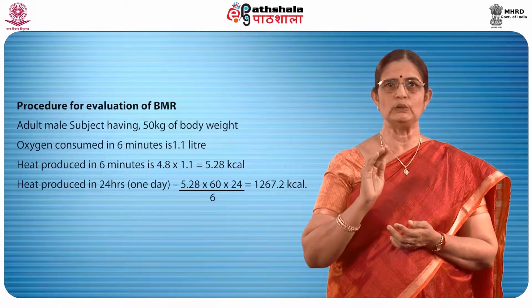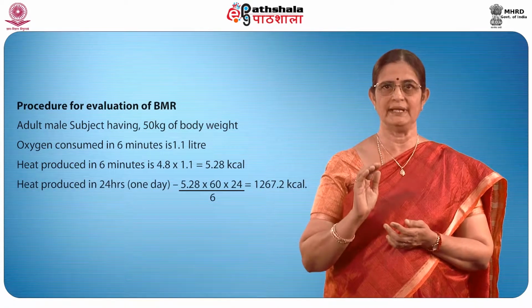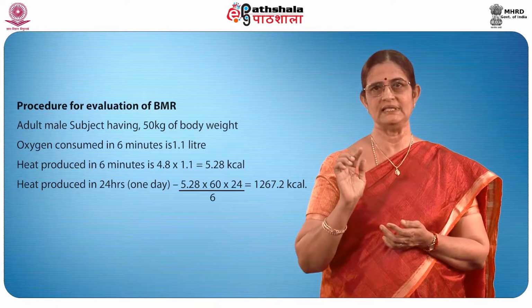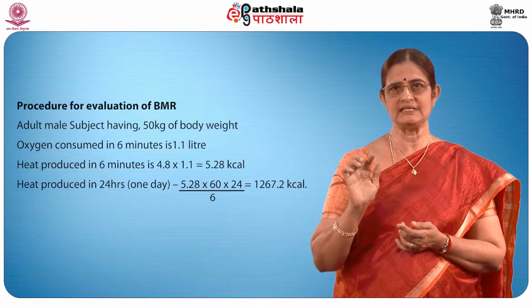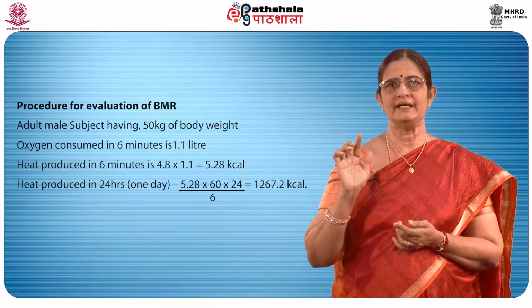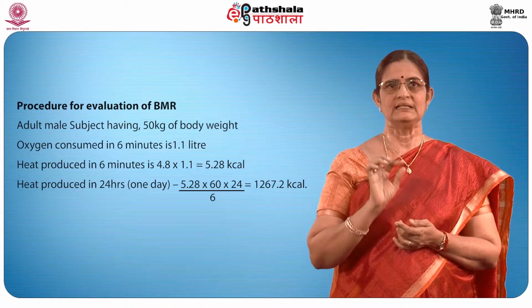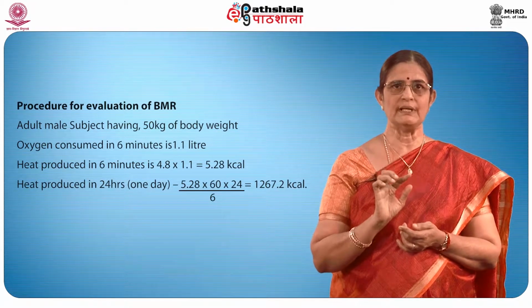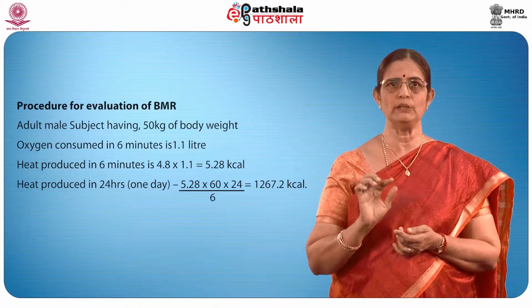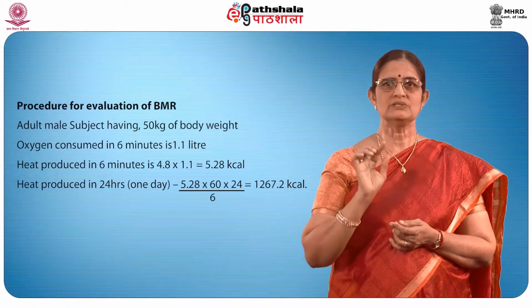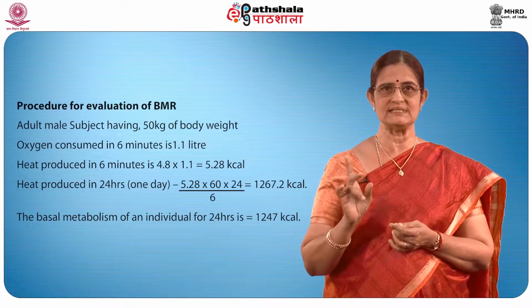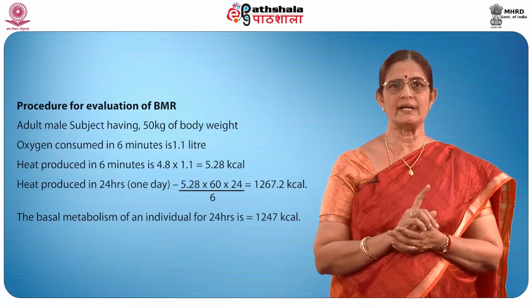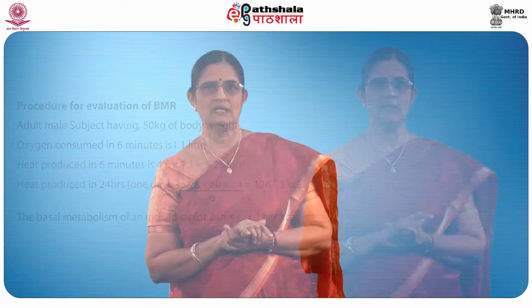The heat produced in 24 hours, that is 1 day, means we have to multiply this by 60 and by 24 and divide by 6. So the calculation is 5.28 into 60 into 24 divided by 6, which is 1267.2 kilocalories of energy. So, the basal metabolism of an individual for 1 day or 24 hours is 1267 kilocalories. Shall we pass on to the next method to determine BMR?